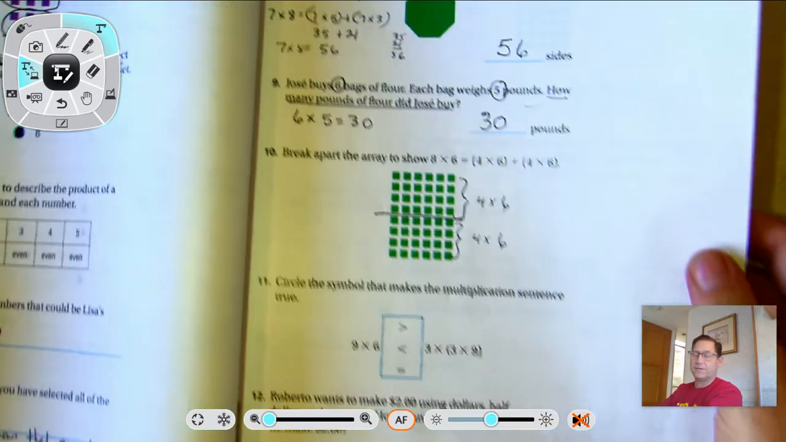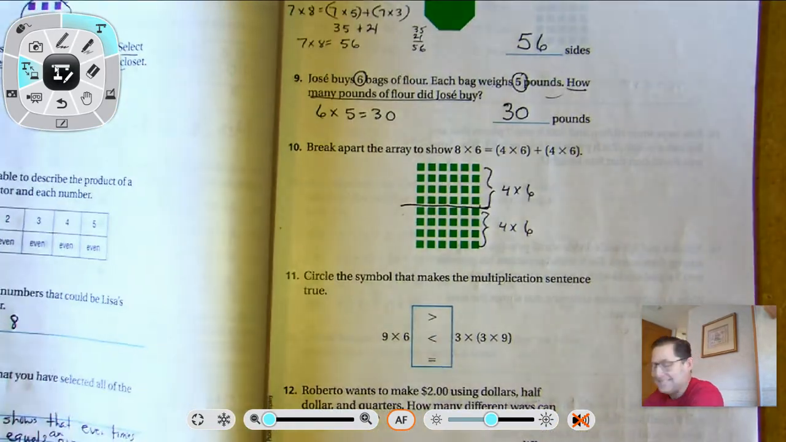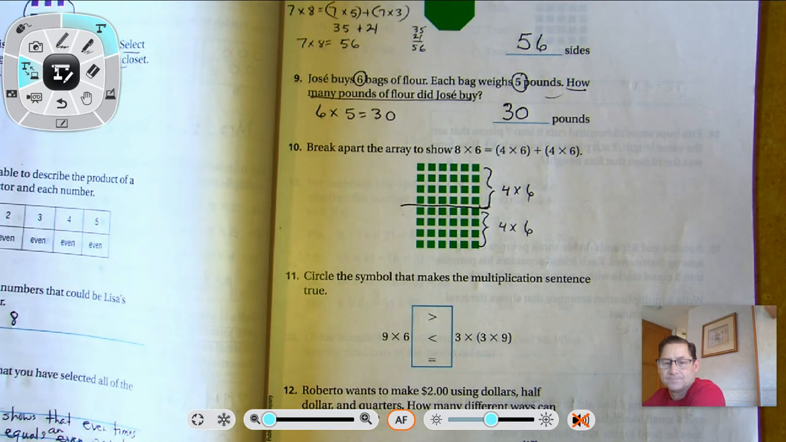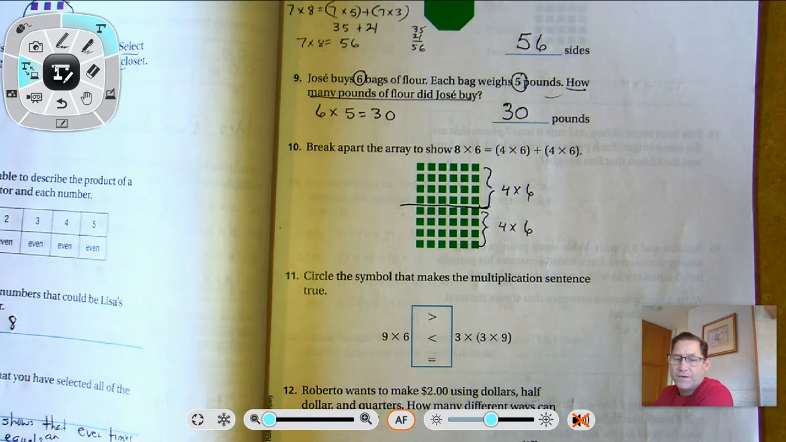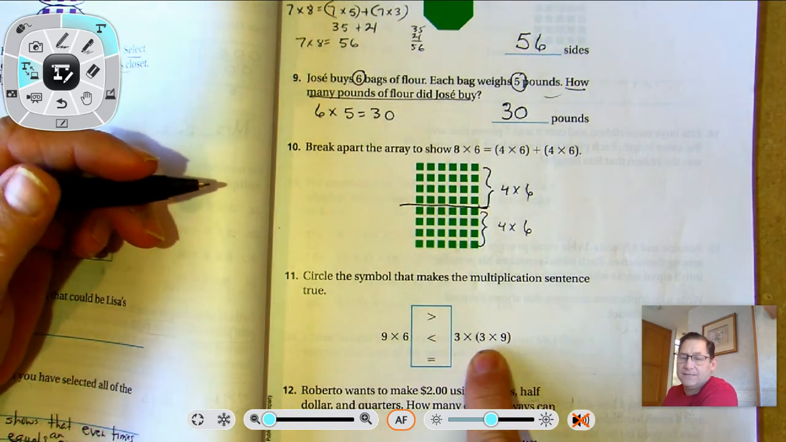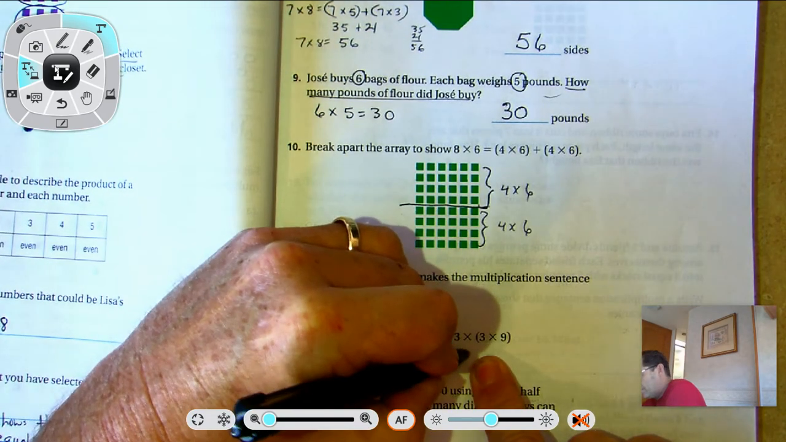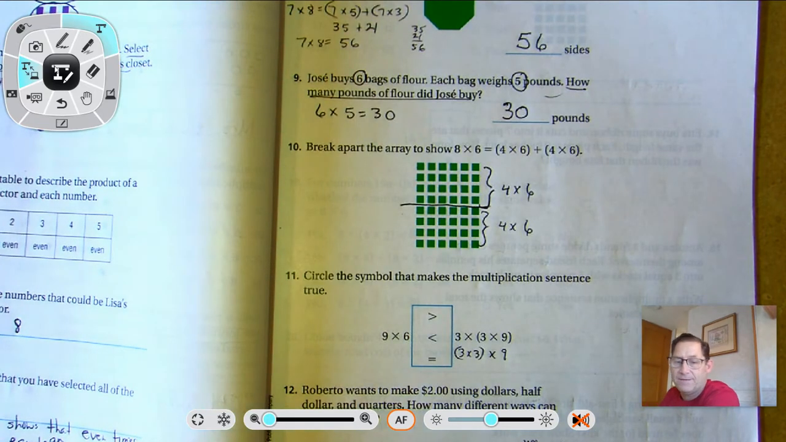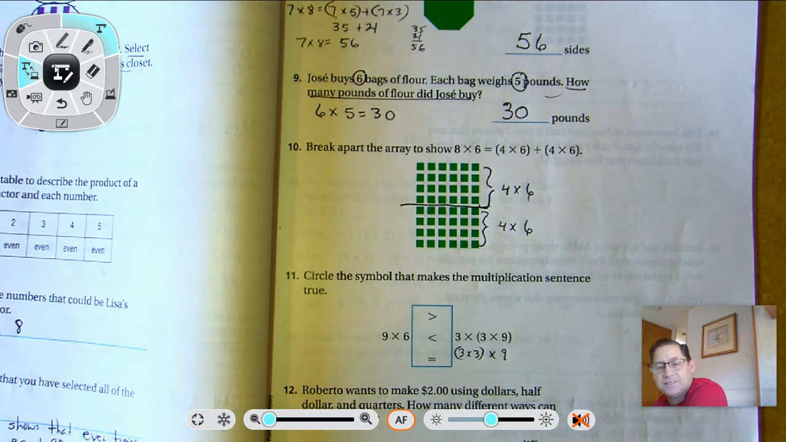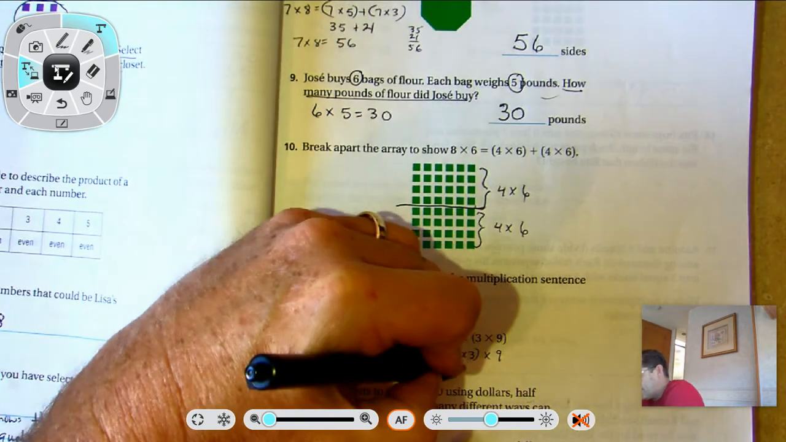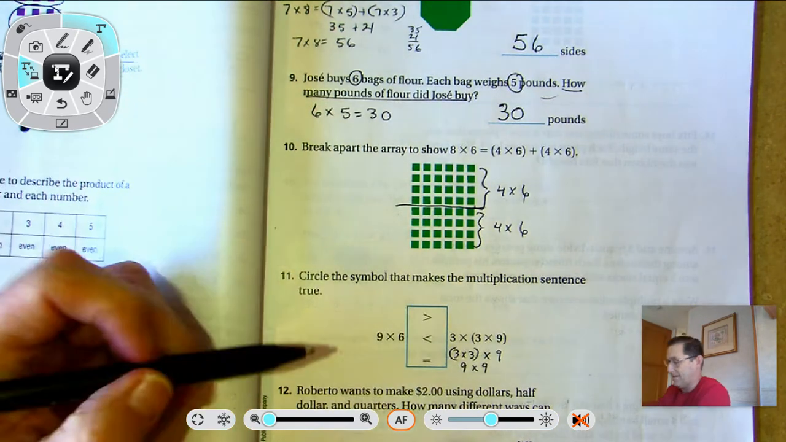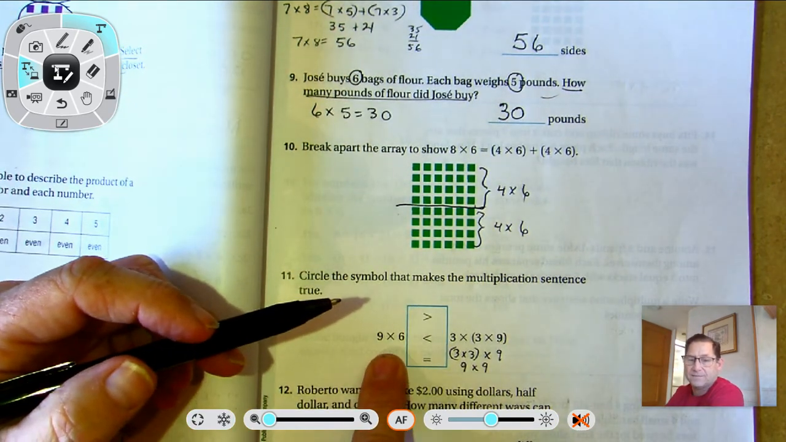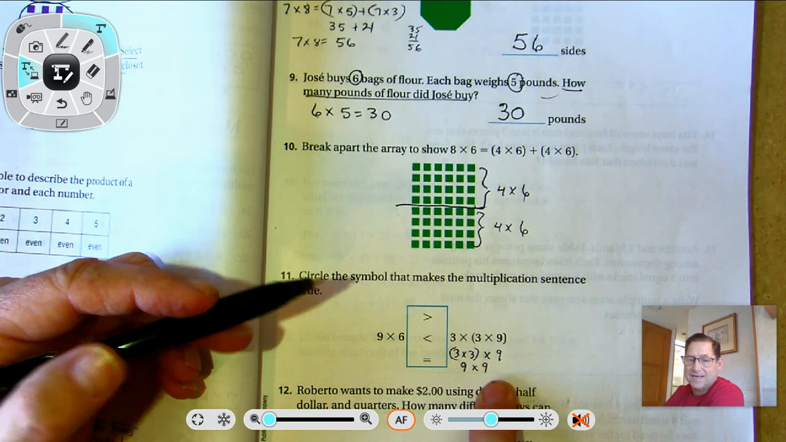Circle the symbol that makes the multiplication sentence true. 9 times 6. Well, can we use the associative property to rewrite this one? Sure. We can group 3 times 3 so it looks like that. Okay, I didn't change the problem. I didn't change the numbers. All I did was regroup the factors. 3 times 3 is 9. 9 times 9. Well, it should be obvious. 9 times 6 is less than 9 times 9.